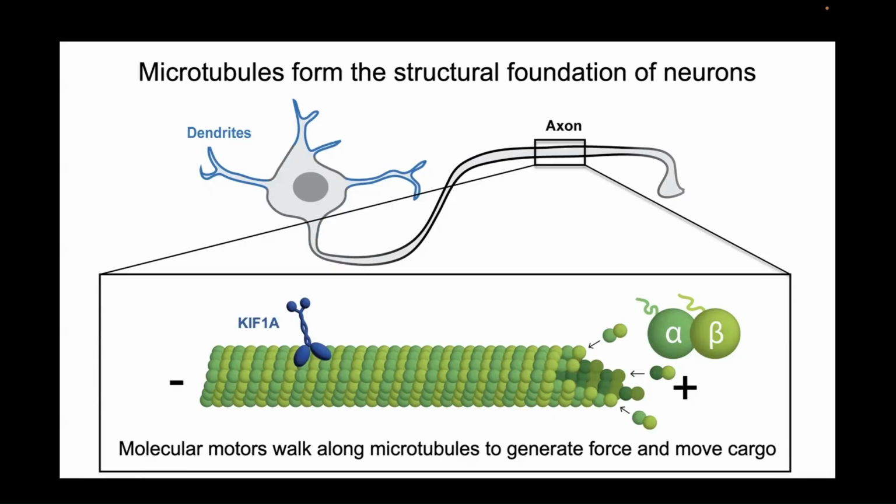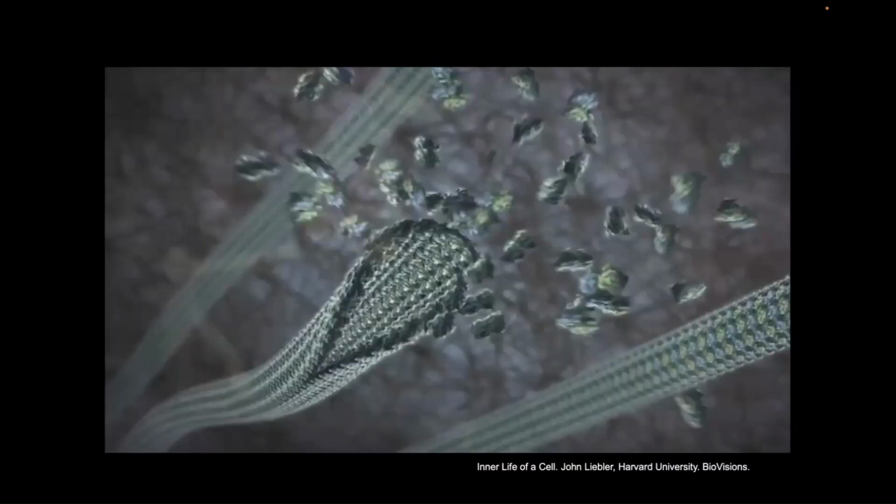And that KIF1A gene that I mentioned earlier happens to be one of those motor proteins that walks along the microtubule to distribute cargoes throughout the neuron. And so I was particularly interested in how mutations to KIF1A can disrupt its ability to perform its job of moving things along the microtubule.